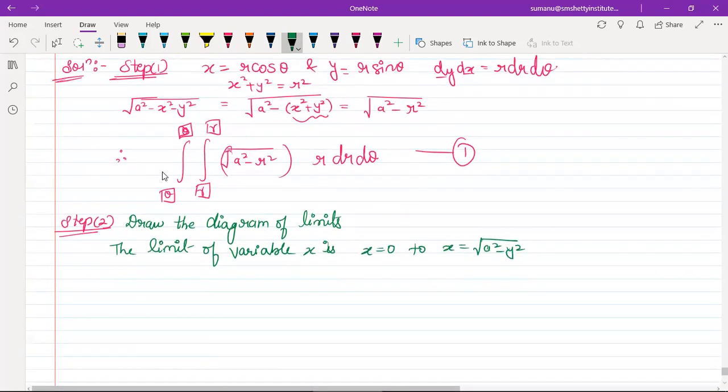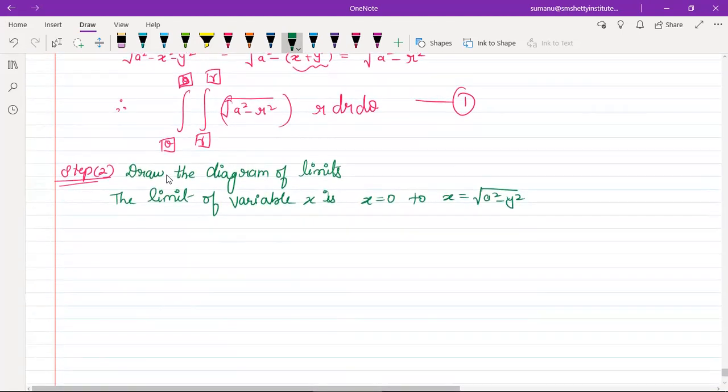Is this clear to all of you? So the lower limit is 0 and the upper limit is the square root of a square minus y square. Tell me, what will be the diagram of x equals to 0? Where is x 0? On the origin? Only on the origin? On the y-axis, if you take any point, the x coordinate will always be 0. So the diagram of x equals to 0 is the y-axis.